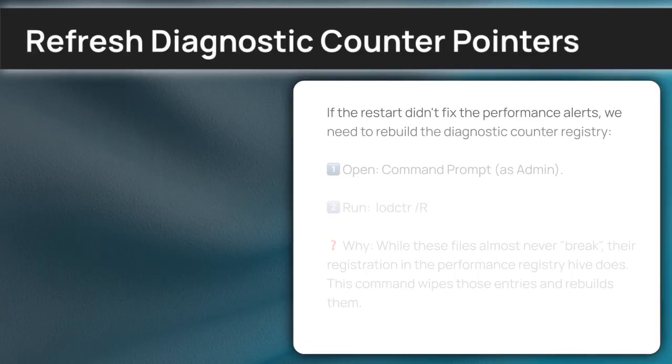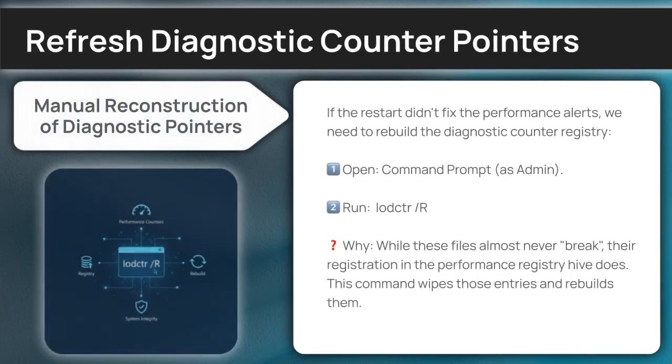With the restart confirmed as ineffective for this instance, let's analyze the registry settings next. If you need to pause the video while navigating the registry editor, feel free. If the restart didn't fix the performance alerts, we need to rebuild the diagnostic counter registry. First, open command prompt as admin.